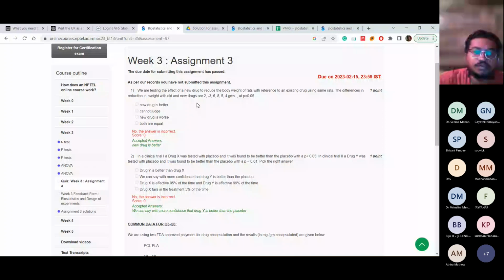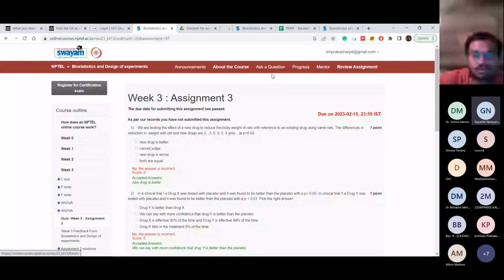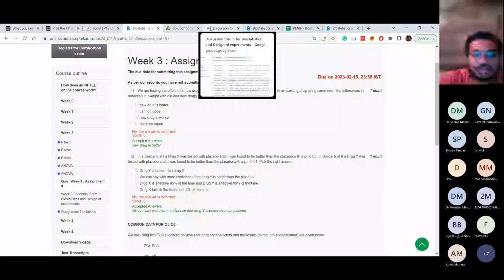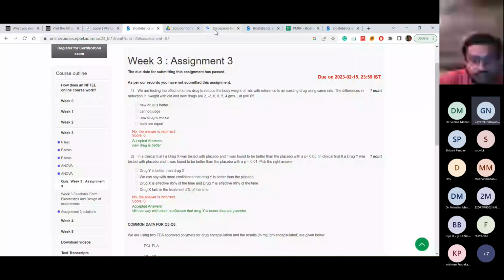I just posted a question on the discussion forum because it is mentioned in question 1 of assignment 3 as the difference in the reduction in weight between the old and the new drug, not the difference in the weight between the old and the new drug. So when it is mentioned as the difference in the reduction in weight, it should be old minus new. The T-tail value is less than the T-calc value. I answered the question according to the one-tail value, that the old drug is better.